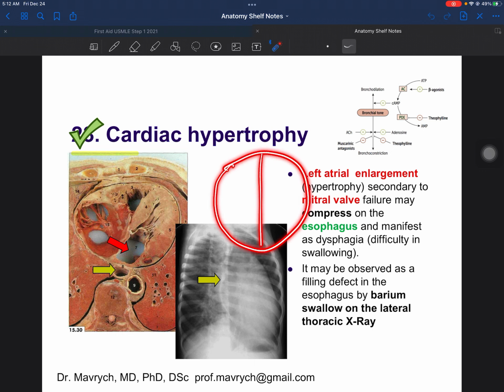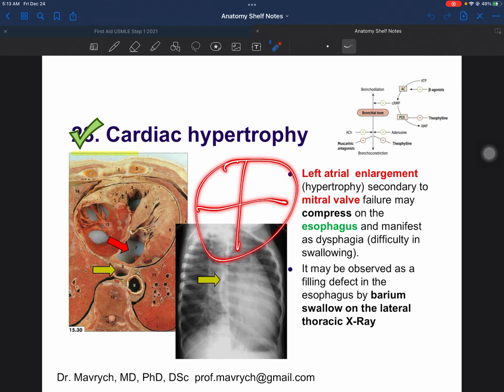So I always draw the heart like this. The heart has four chambers. This is the atria, and this is the atria. This is the right atria, and this is the left atria. This is the ventricle, this is the right ventricle, this is the left ventricle.